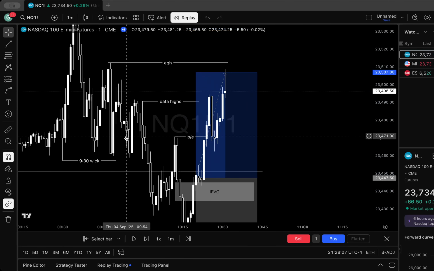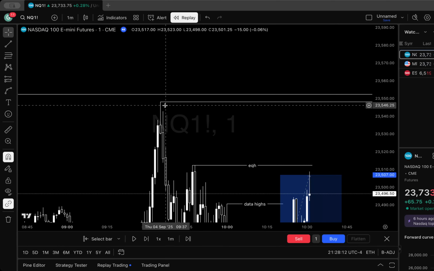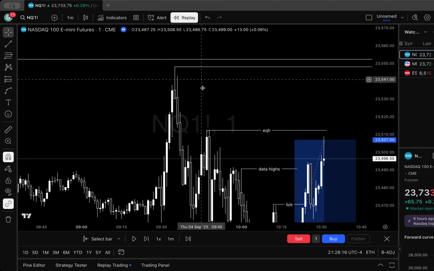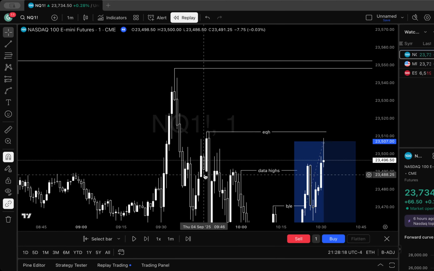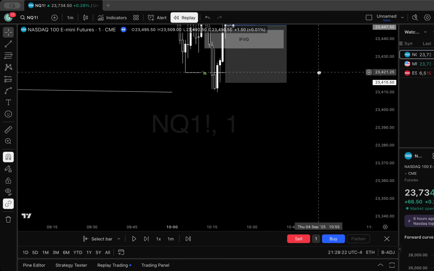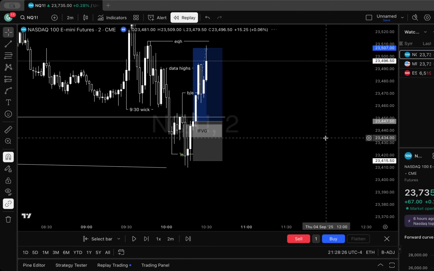Just stayed patient. Didn't take this short here just because I don't want relatively equal highs on my stop loss, and plus I was bullish overall to this high, so it doesn't make sense for me to take a short against this. Did play out though, but I'd rather wait for my A plus setup here.